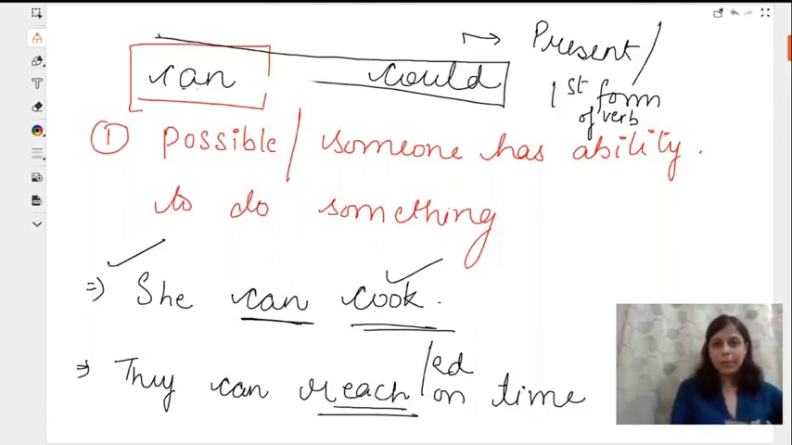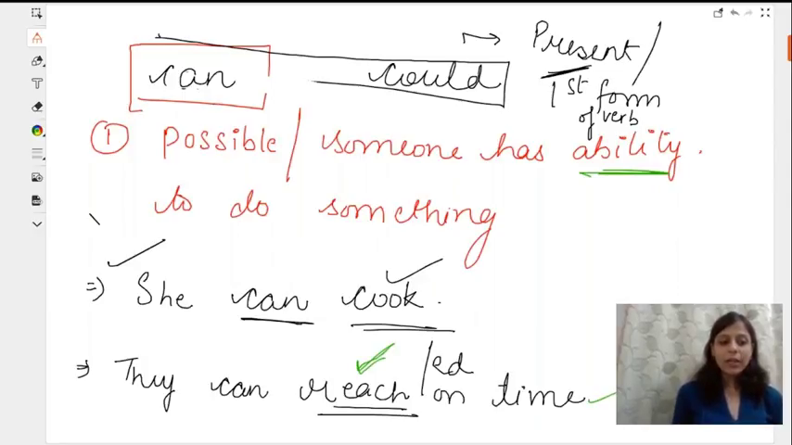Out of all the discussion we did, what do you think makes more sense? They can reach on time, or they can reached on time? I basically mentioned it right here. We use it in the present tense. Is it reached or is it reach? Okay, so most of you have understood. Yes, we use the first form of verb, that is reach. So they can reach on time. That means they have the ability to reach on time.